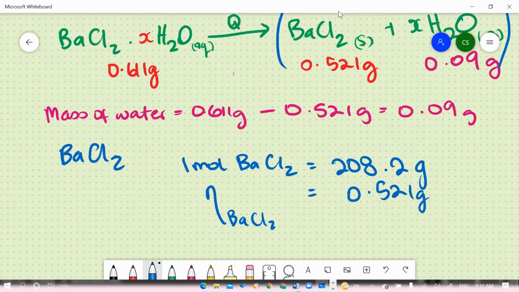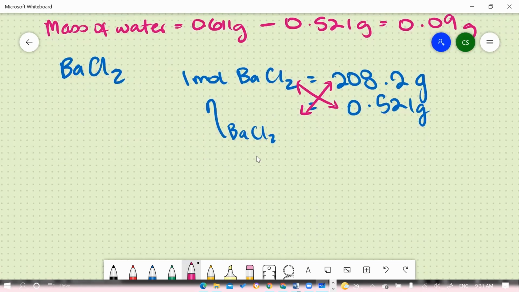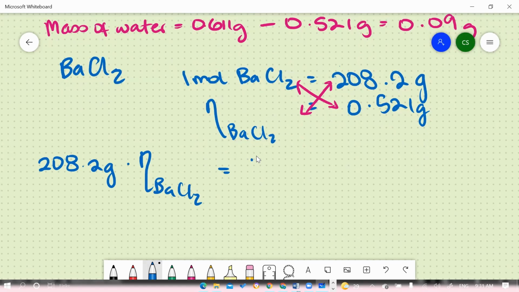So x moles of BaCl2, we're going to cross multiply, right? So 208.2 grams multiplied by the number of moles of BaCl2 is equal to 1 mole times 0.521 grams, right?